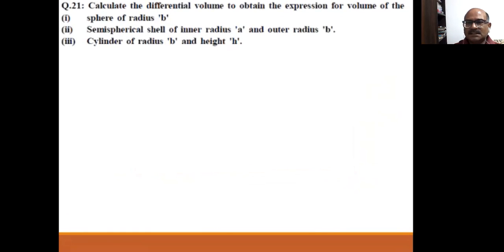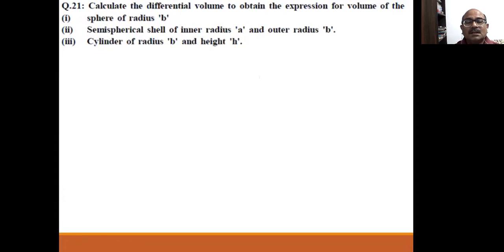In the first part, we already discussed a few numericals, but today I am going to start my discussion with this numerical. Calculate the differential volume to obtain the expression for the volume of the following. So what do we have to find? We have to find the differential volume first of all. Then we have to find the expression of the total volume. There are three parts. Number one is a sphere of radius b. So there is a sphere.